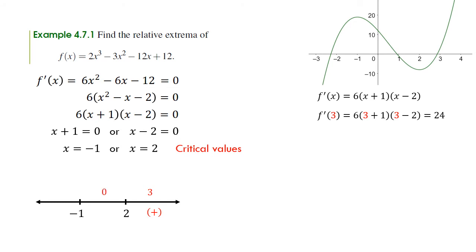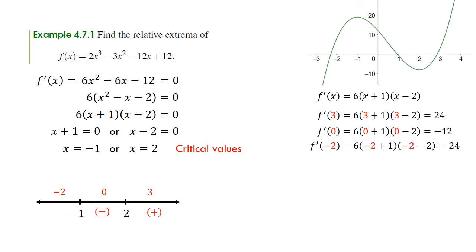Next pick 0 from the interval between negative 1 and 2, and plug into f prime of x. So f prime of 0 is negative 12, so the slope on this interval is negative. And next pick negative 2 from this interval, x is less than negative 1. So f prime of negative 2 is positive 24, so the slope on this interval is positive.